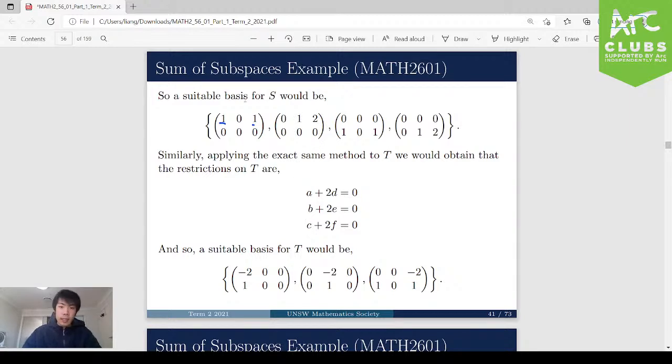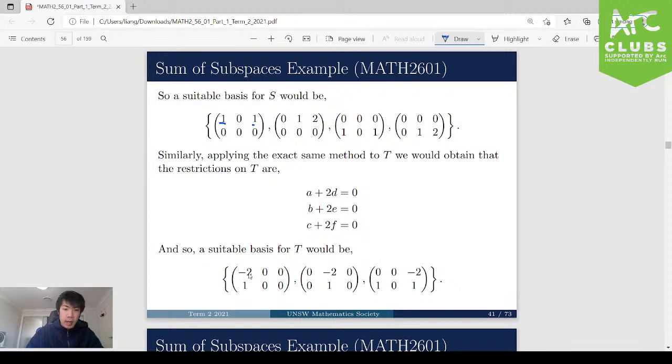Similarly, if you apply the same logic to T, you would end up with the restrictions A plus 2D equals 0, B plus 2E equals 0, and C plus 2F equals 0. And so once you fix D, E, and F, then your A, B, and C are also fixed. You have no more choice once you've chosen your D, E, and F.